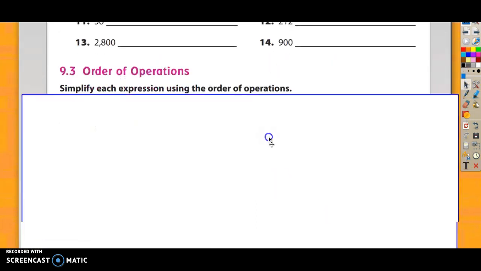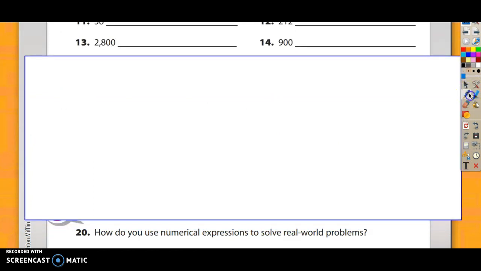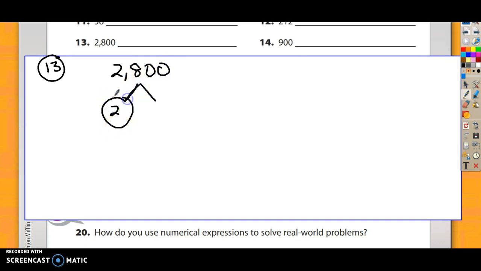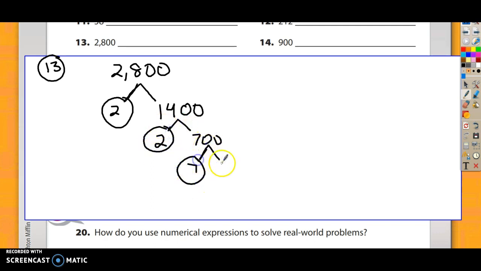Got 2 more to do, and on these I'm going to do factor trees. I want to point out to you that just because a number is large, like 2,800, that doesn't mean it's hard to find the factors. For example, I could just do 2. The other number that goes with 2 is just going to be half of that, so it's going to be 1,400. And again, this one isn't too hard. It's going to be 2 and 700. And 700 is going to be 7 and 100.